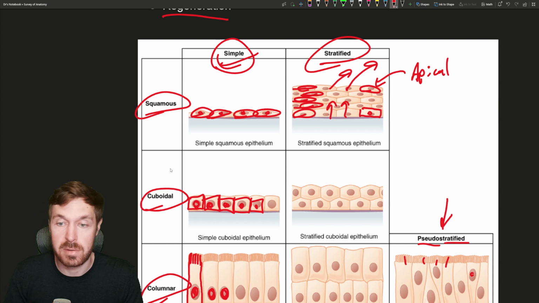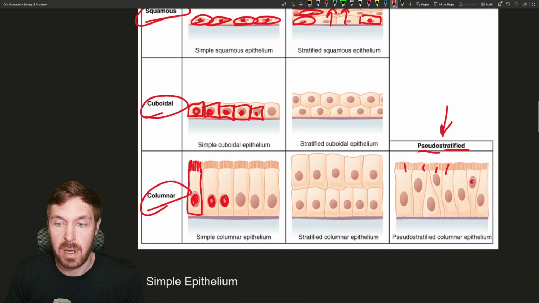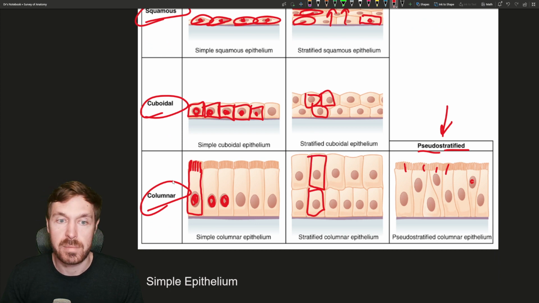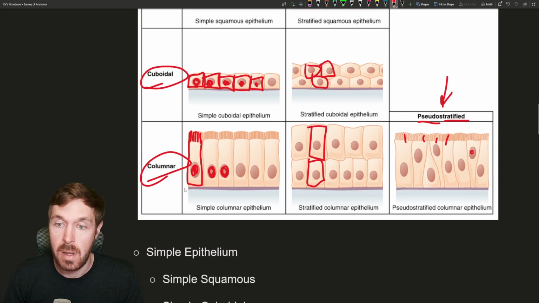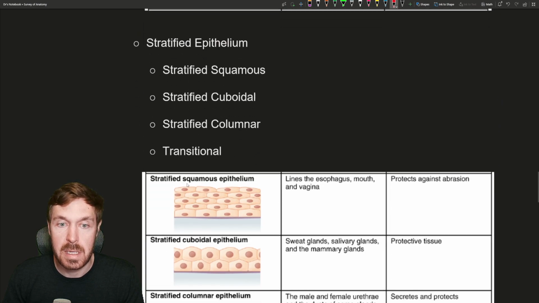So these are areas where there's a lot of abrasion going on. And then there are stratified cuboidal and stratified columnar. So two layers of cube-like cells, and here, two layers of column-like cells. These ones are a bit more rare, so we don't come across these too often, but they are found in some areas.